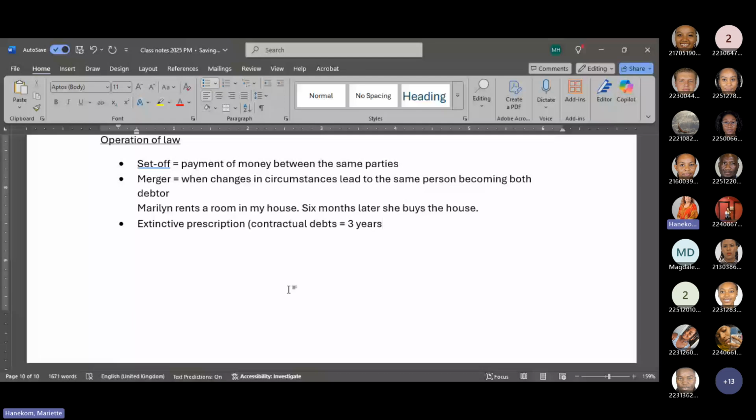They will prescribe. What does that mean? It falls away. So if I've owed you money and for 3 years I haven't paid and you have made no effort to collect the money from me, if you come to me after 3 years and say you must pay me now, I'm going to say to you, no, our debt has prescribed. You waited too long.